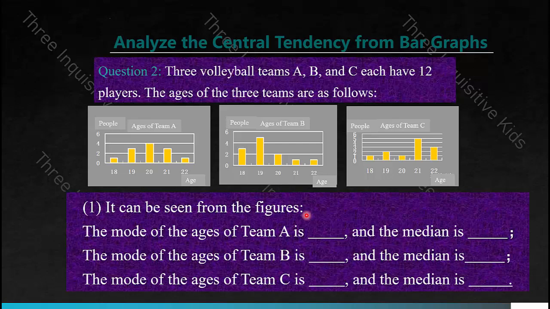The mode of the ages of team A is, so in bar graphs, the mode is the data value with the highest column. So in here, it would be 20 years old. And the median is also 20 years old because you're counting that middle number from left to right. The mode of the ages of team B is, again, the highest column, which is 19, and the median is 19 years old. The mode of the ages of team C is 21 years old, and the median is 21 years old as well. So you're still looking for the mode, that highest column, and the median is that middle number.